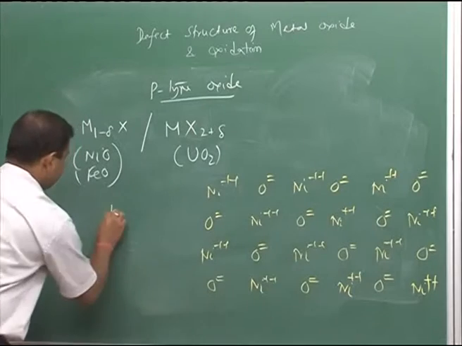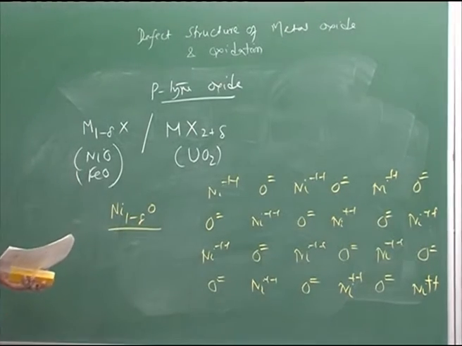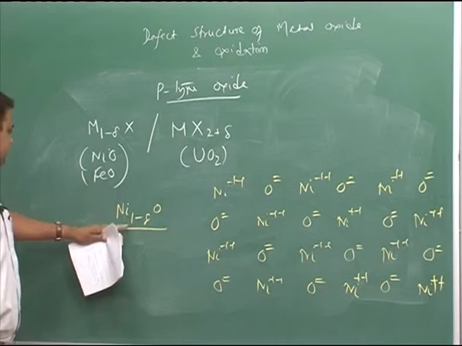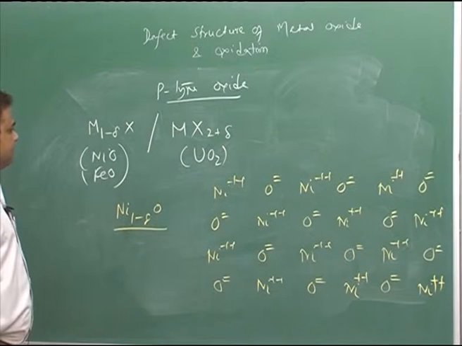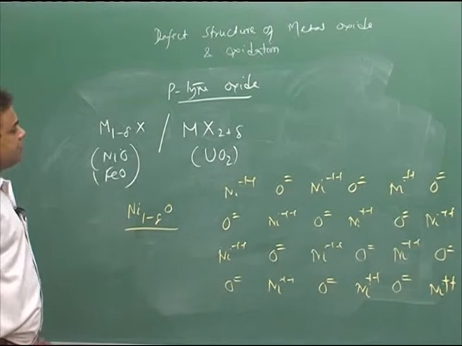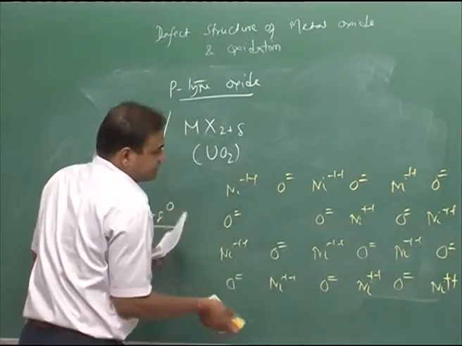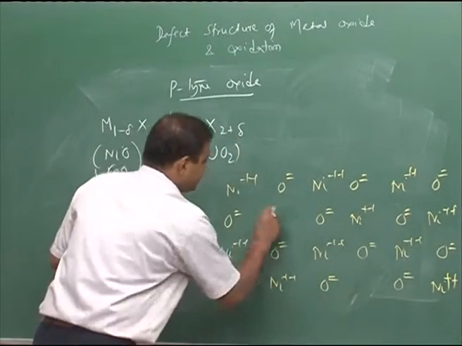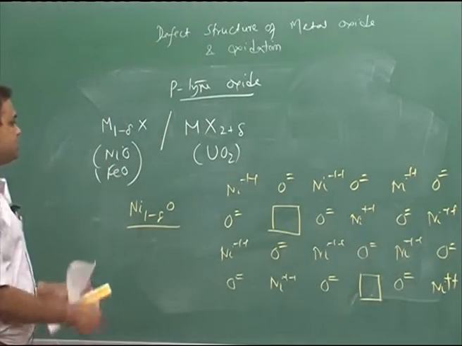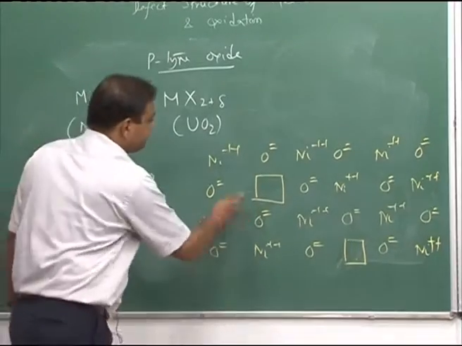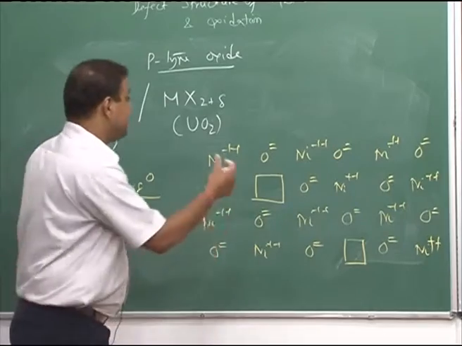And now we see here the oxide non-stoichiometry is like this, Ni 1 minus delta O. So, that means there would be missing nickel cation sites. If we have 2 missing nickel cation sites, that means 2 vacancies are created. So that means we have 2 extra anions in the system, 2 extra negative charges in the system.